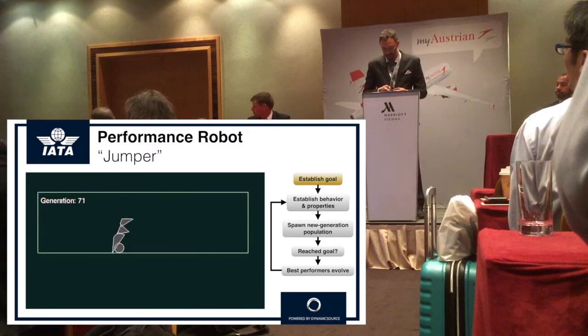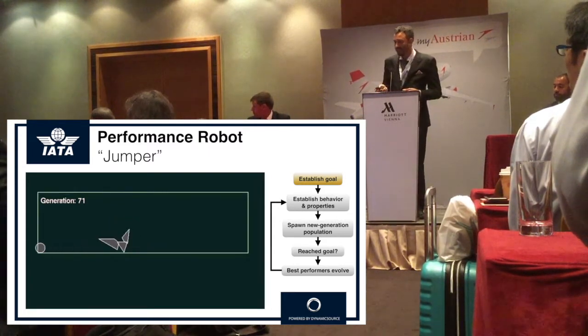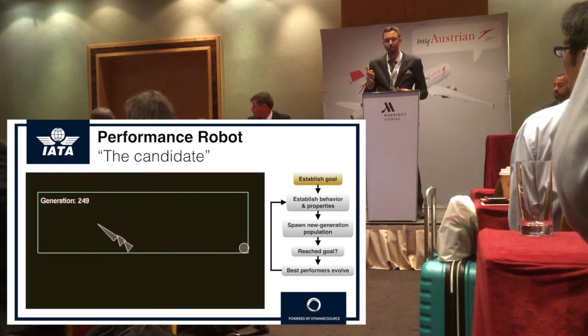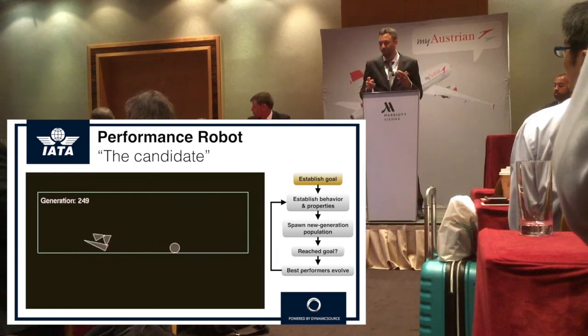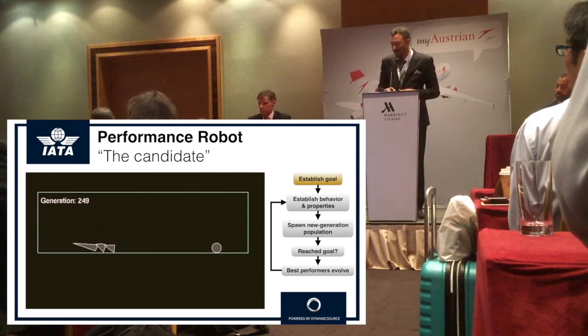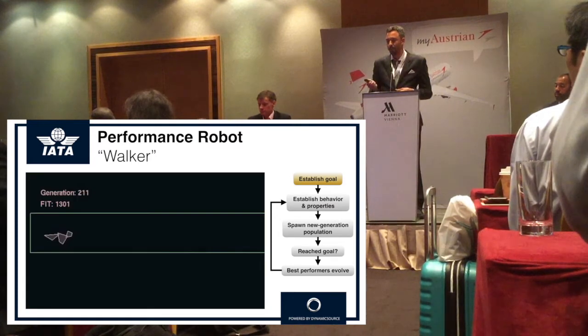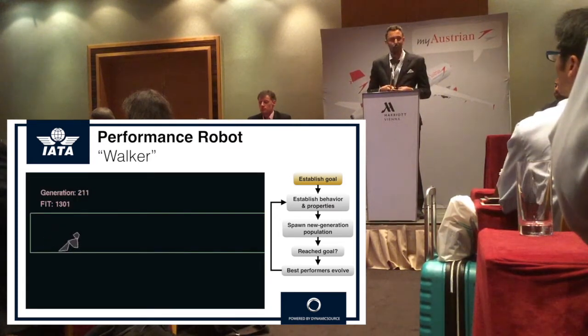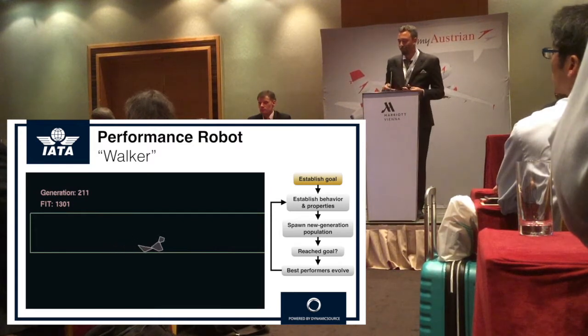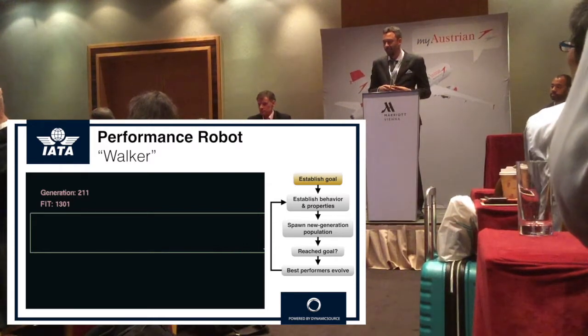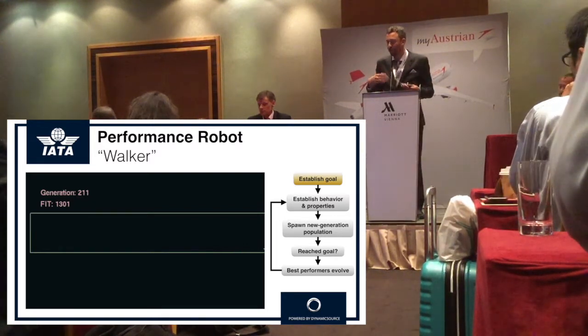So we take all the jumpers, and then we fast forward a little bit, and we end up with a candidate that successfully jumps over the ball. Remember now, from generation 0 up until here, there has been no human interaction. The computer has just worked this out itself. And if we now, as humans, establish a new goal, which could be move to the right, well, by generation 211 it has learned how to walk. Of course, we don't want performance robots to walk away, but this is how dynamic it is, and it's a very dynamic world we live in, so it needs to be able to adapt all the time.